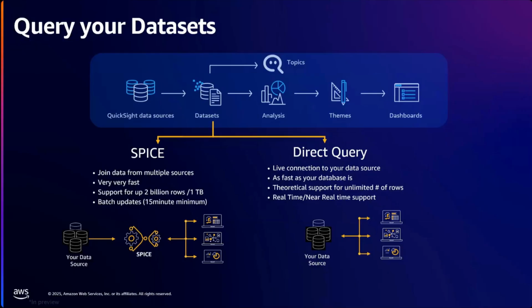We can join multiple federated data sources, like Athena, Redshift, or Snowflake. You can bring together different tables and join them within SPICE. And then you can do batch updates with SPICE itself, which we'll cover in a little more detail later on. So there are two different query modes, the in-memory SPICE and the direct query mode. Based on your use case, you make the right choice on what you want to use.